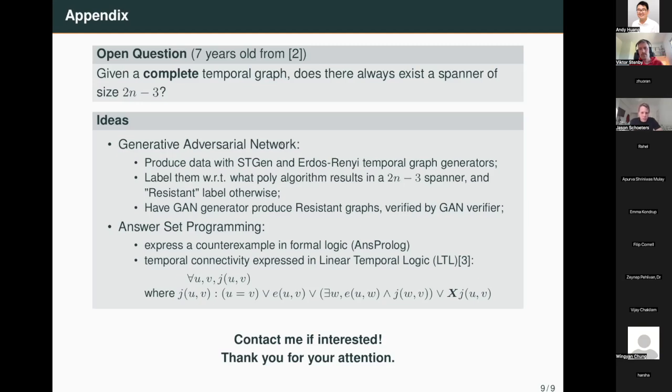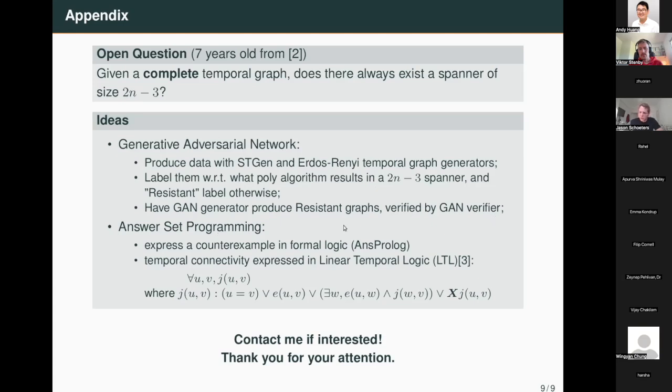Please don't judge me too much when I say learning and I talk about maybe other stuff which is not learning. As I said, I'm not an expert, but maybe we could produce this very interesting data, the resistant cliques, with a GAN, where we would first need to produce a lot of data. This can already be done with some generators that exist. And then the GAN generator could learn from this data, and it could be verified by the GAN verifier.